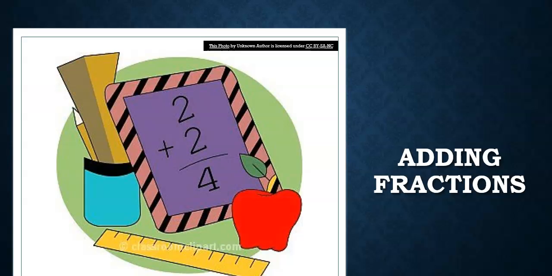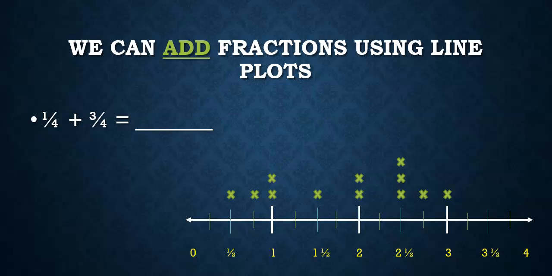Okay, so this first section, we're going to talk about adding fractions. So we can add fractions using line plots. And so the line plot, remember, shows the frequency or the number of times something occurs. So for example, right here, 2.5, we're showing that we have 3 somethings that occur 2.5 times, or 3 somethings that measure 2.5.